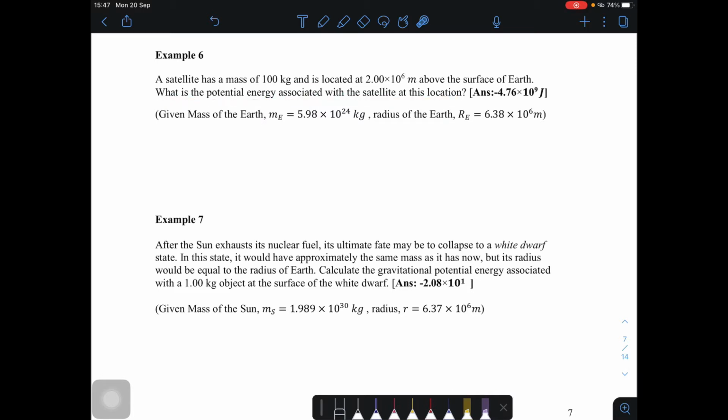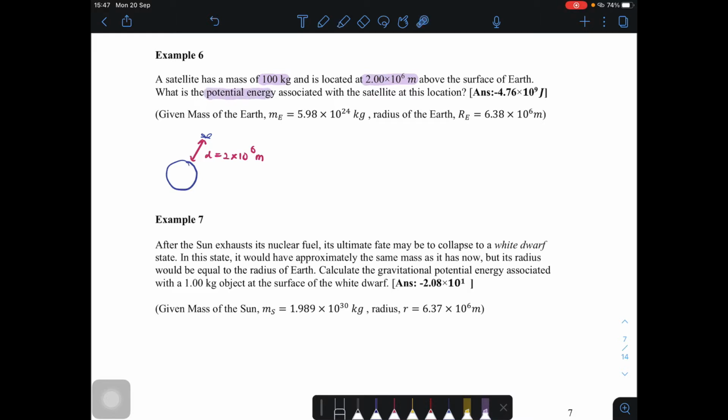So we are given a satellite with mass 100 kg and it is located 2 exponent 6 meter above the surface of the Earth. Okay, so let's say this is the Earth and then we have the satellite here. And this satellite is at a distance of 2 exponent 6 meter. And then we want to find what is the potential energy.